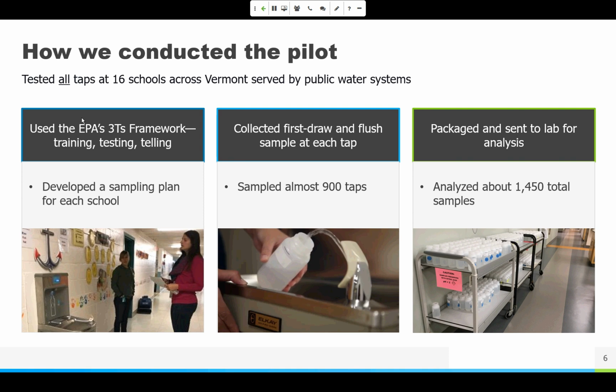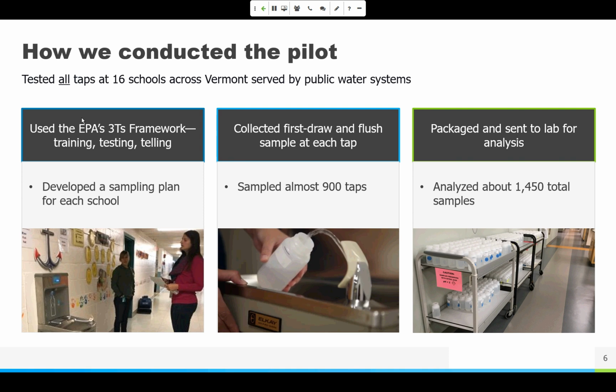In total, about 1,450 samples were analyzed. About 900 of them were first draw samples, the first water to come out of the tap after 8 to 18 hours of inactivity. And about 550 were flush samples, where the water was run for 30 seconds before collection. One 10-minute flush sample was also collected from each school.